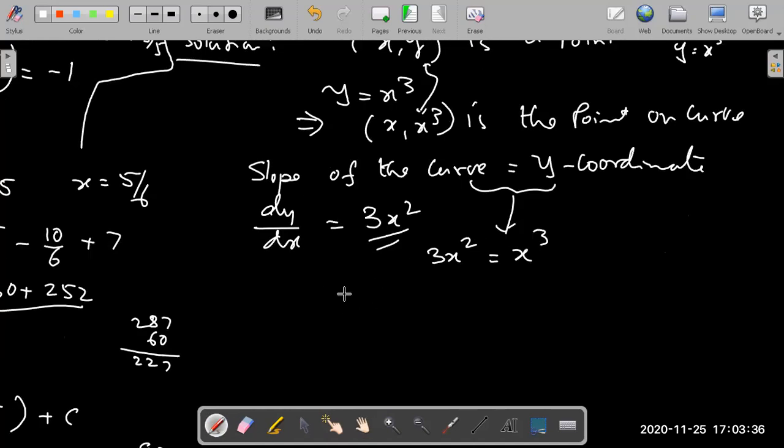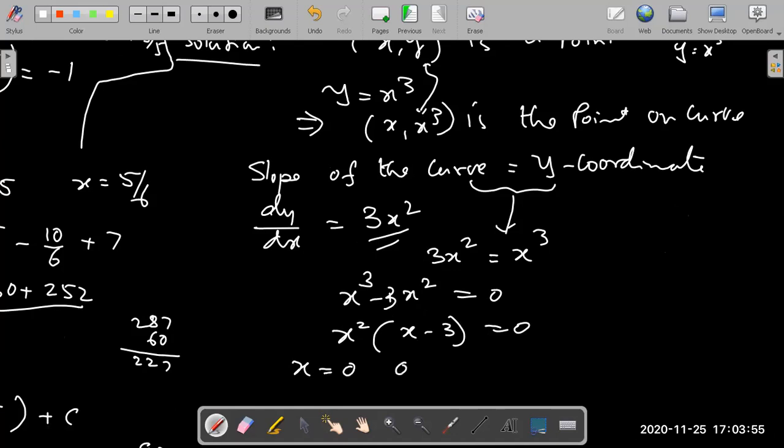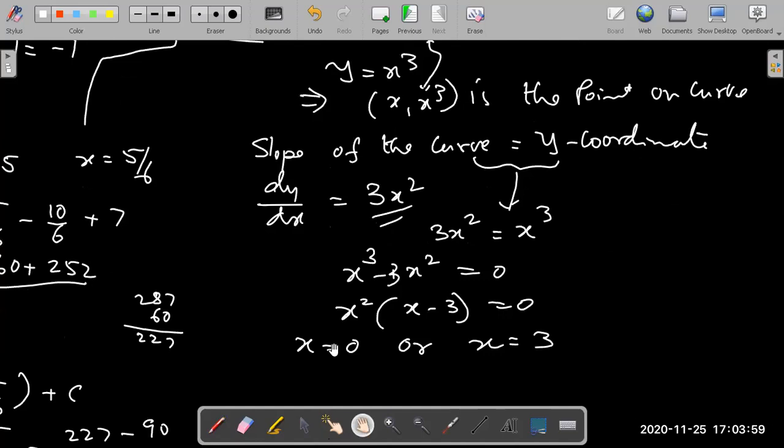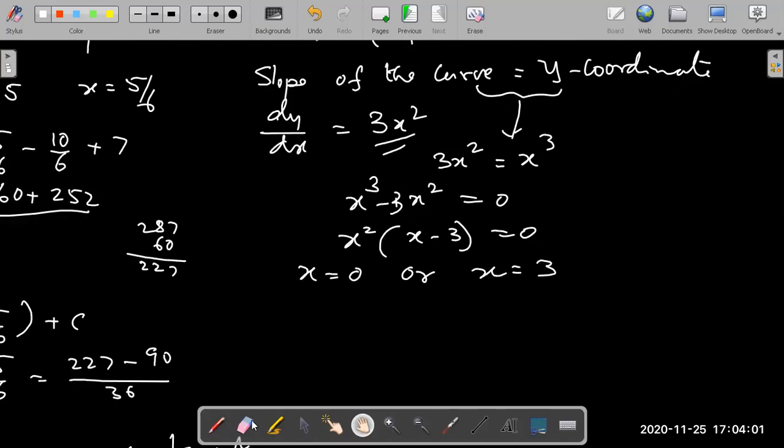Now we have to arrange in such a way x cube minus 3x square equal to 0. Take x square common, then you have x minus 3 equals 0. So in order to satisfy this condition, either x is 0 or x equal to 3. So we got 2 points, but he is asking to find the points.